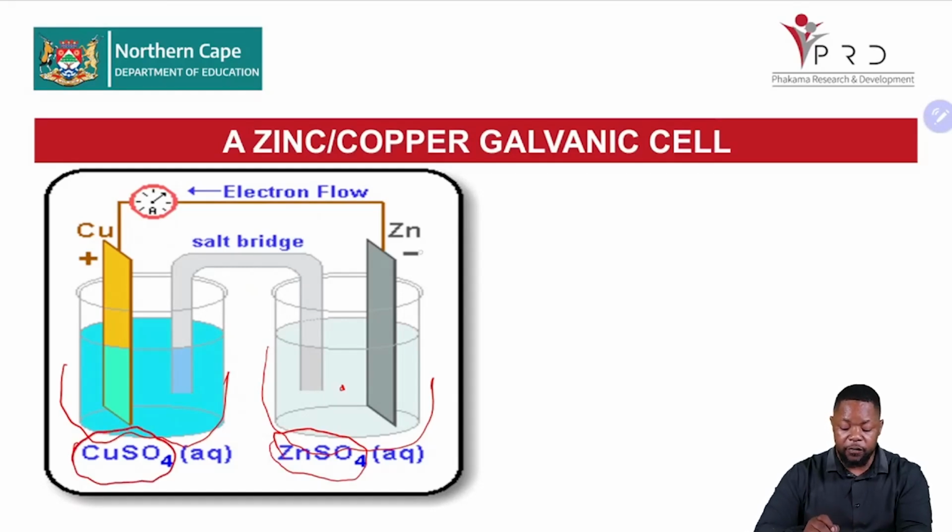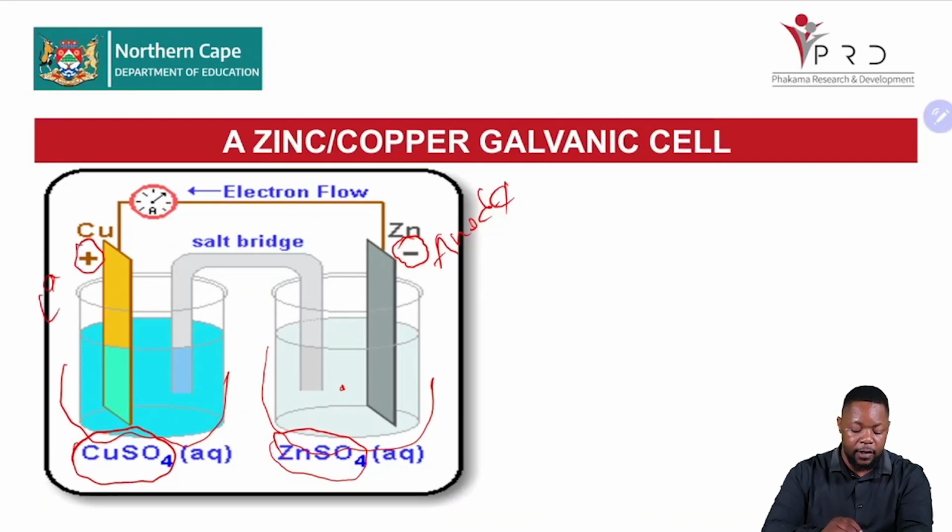Now we have talked about the negative electrode. The negative electrode of a galvanic cell, we said, represents the anode. So this will be our anode compartment. And the positive electrode, we indicated earlier, represents the cathode. So this electrode, because it's negative, is going to be our anode, and this electrode, because it's positive, is going to be our cathode.